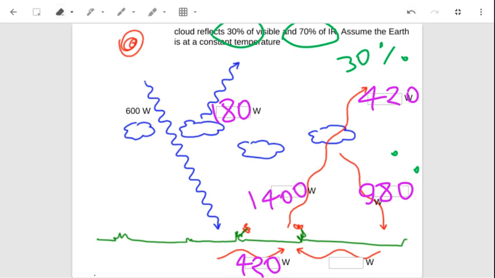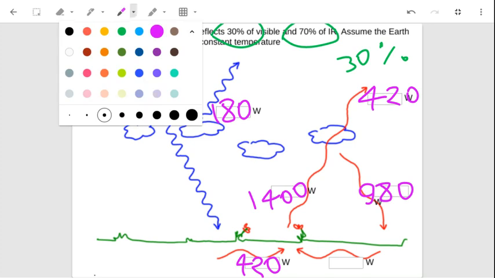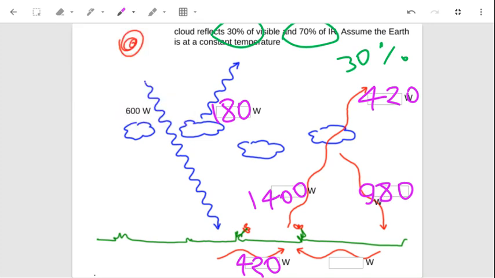Let's just check that all adds up. So I've also got this little path down here. This has got to be 980 as well. The heat that's absorbed and then re-emitted, and you'll see that those two add up back to 1400. And yeah, hopefully everything works.